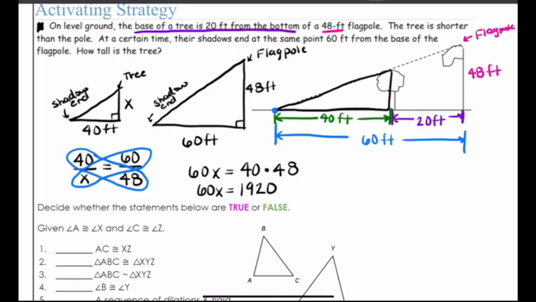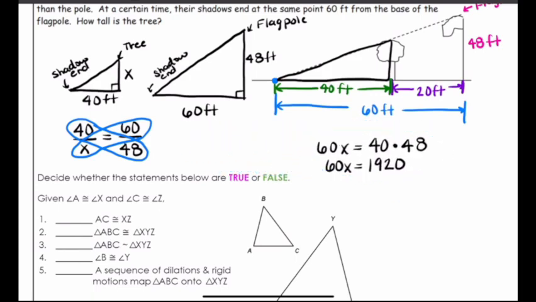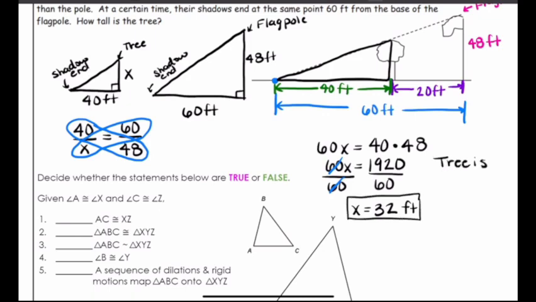Okay. And now from here, since we're trying to solve for X, we're going to go ahead and divide both sides by 60. I'm going to divide by 60 and by 60. 1920 divided by 60 equals 32, which means X equals 32. So the height of our tree is 32 feet. Tree is 32 feet tall.